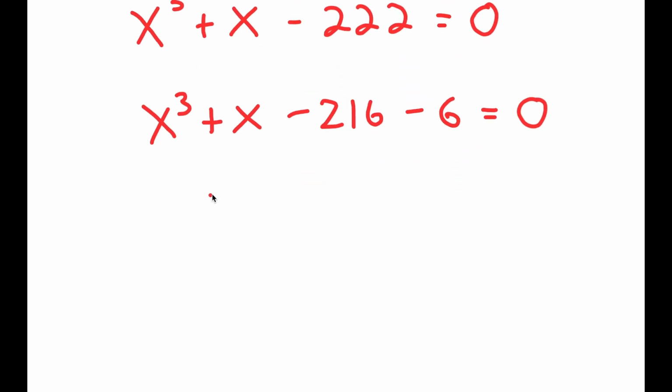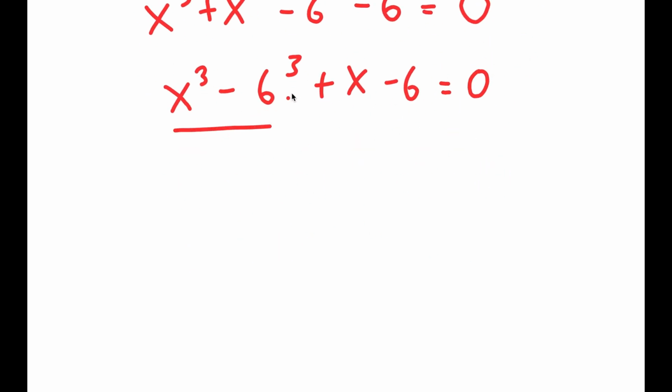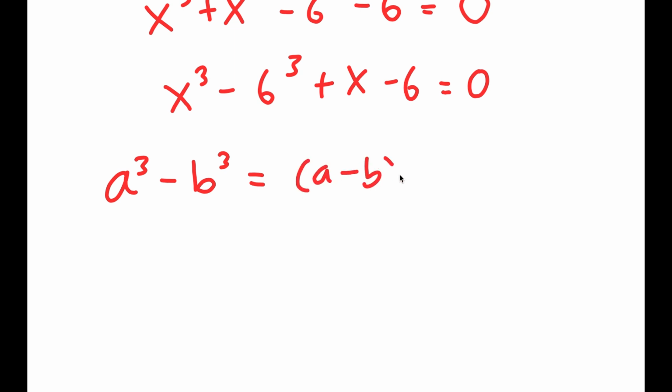And the reason I'm doing this is so I can rewrite negative 216 as negative 6 to the power of 3. Now, I'm going to rewrite this as x to the power of 3 minus 6 to the power of 3 plus x minus 6 is equal to 0. So we have something in the form a to the power of 3 minus b to the power of 3 plus a minus b is equal to 0. Now I can use the property a to the power of 3 minus b to the power of 3 is equal to a minus b times a squared plus ab plus b squared.